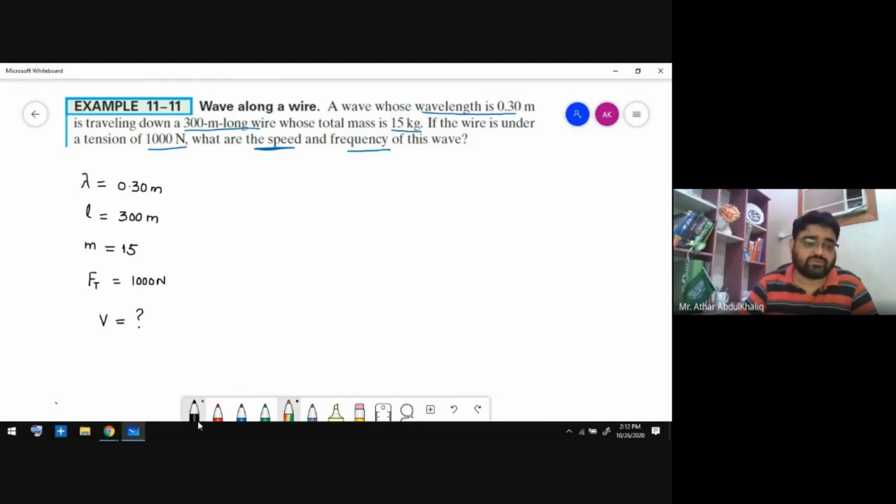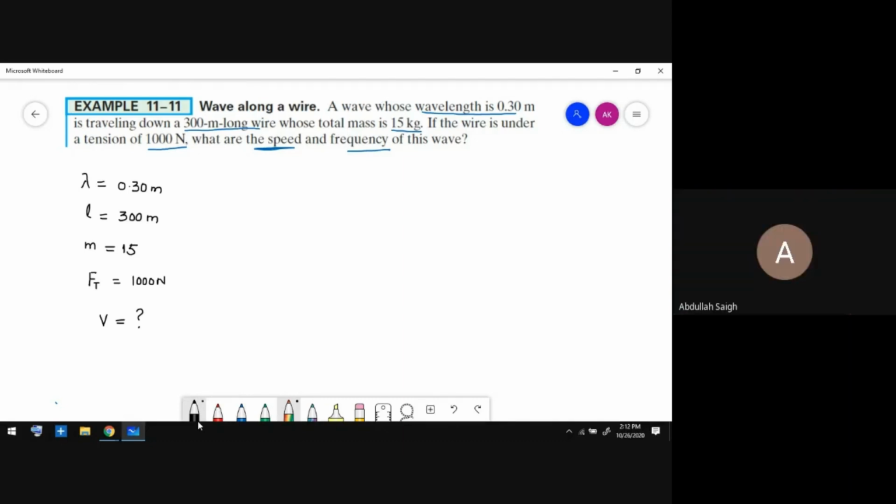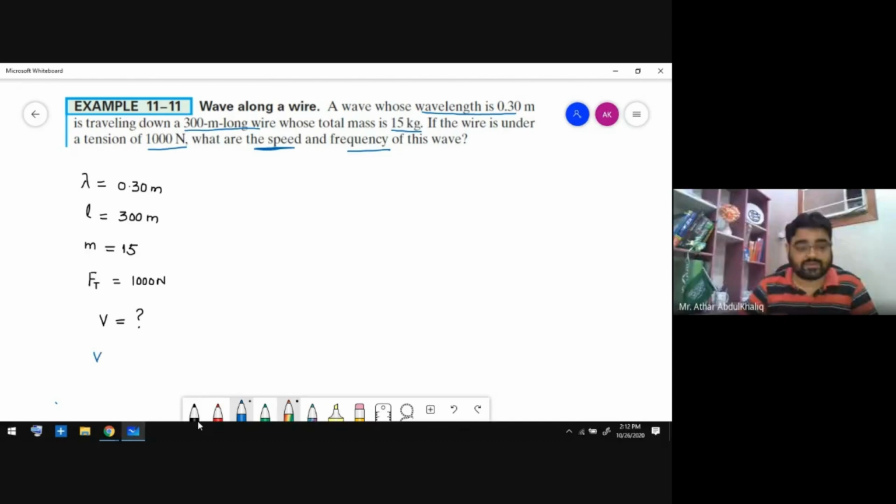Which formula will you use? V is equal to f lambda, or V is equal to radical Ft over mu? We have these two formulas for V: the first one is f lambda, the second one is the radical of Ft over mu.